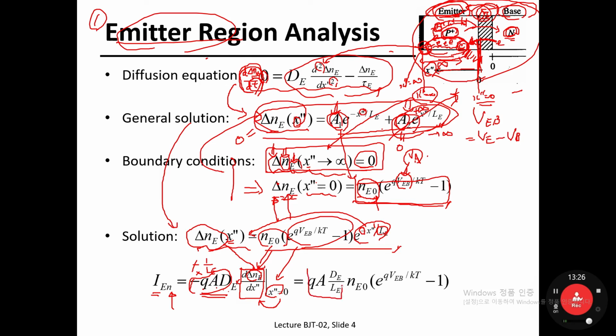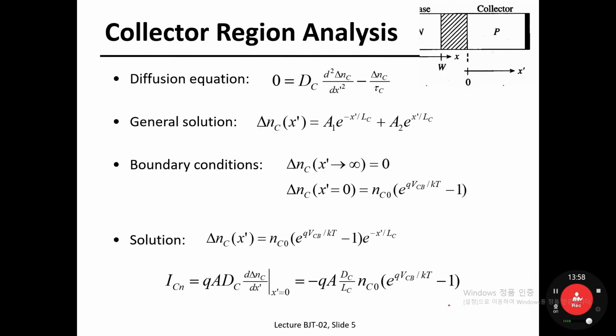You can see that here. And then N sub E naught is a constant, right? So that is still alive here. And the rest of it is still alive here. Okay, so we are all set: I sub E naught, I sub En, the emitter current by electrons, would be described with this equation. Okay, so from now on, we're going to repeat this analysis for the base region as well as for the collector region. So let's do that.